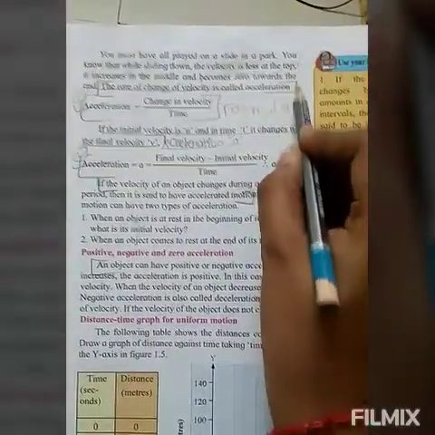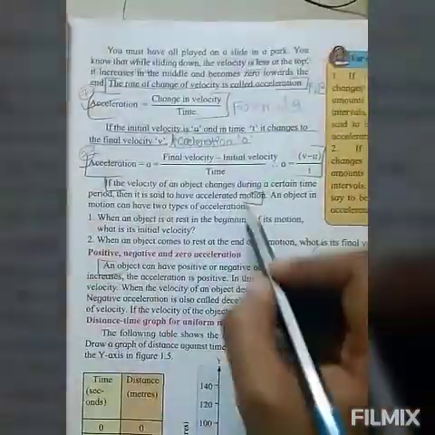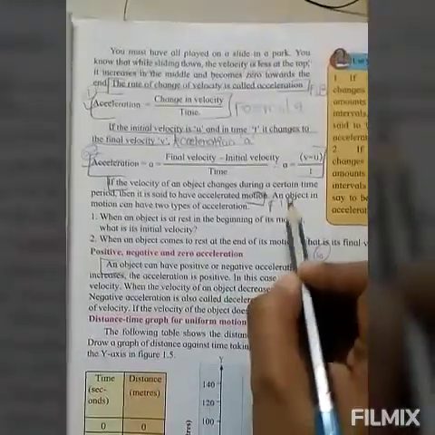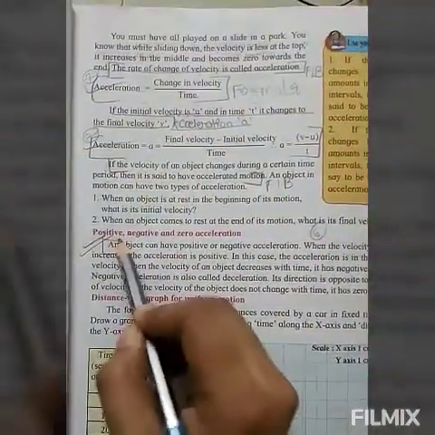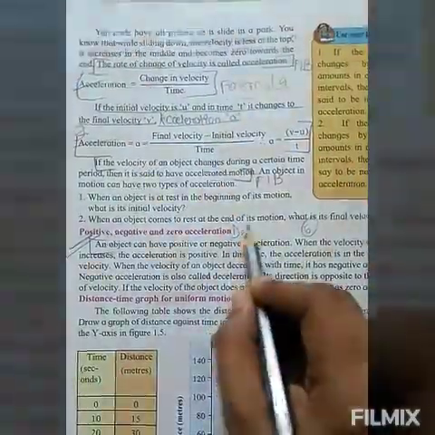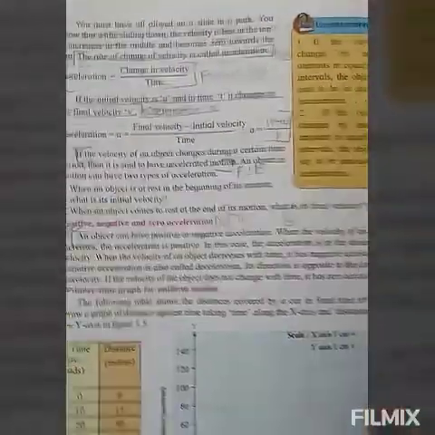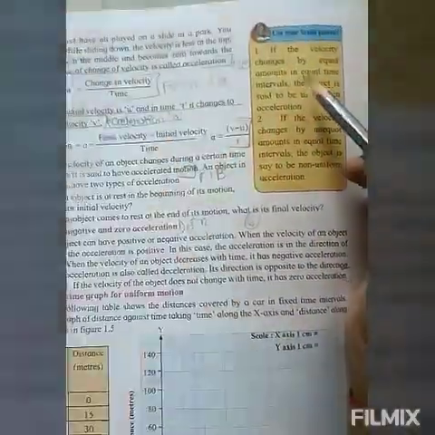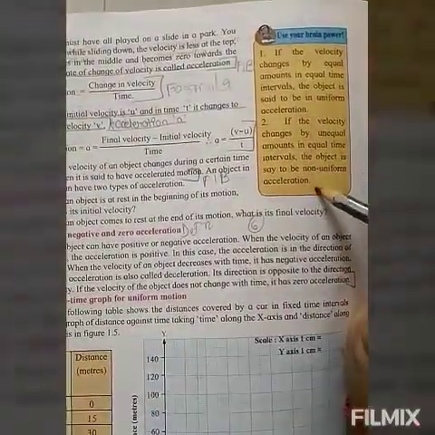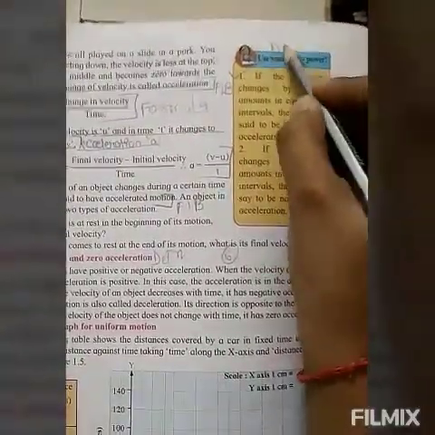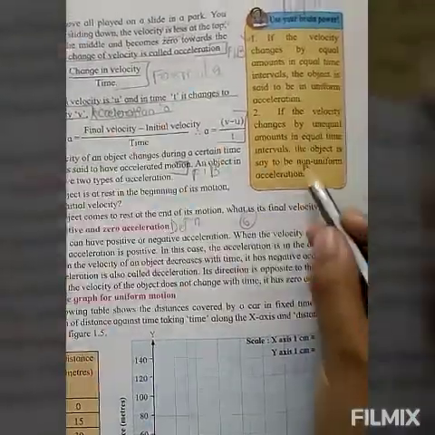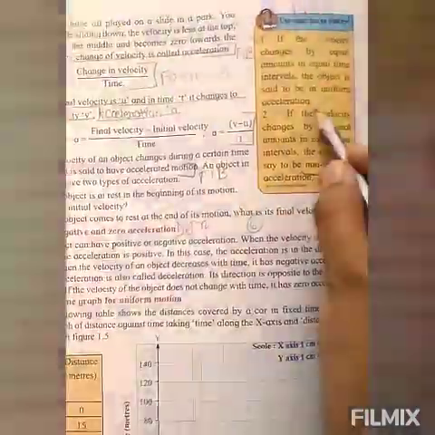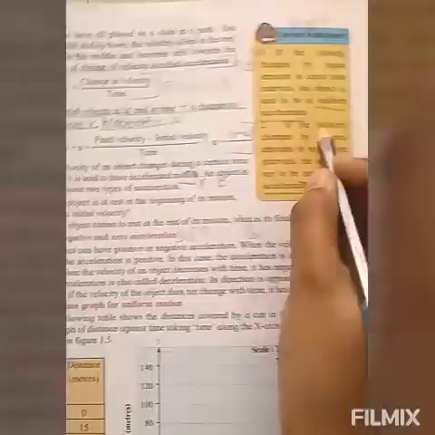If the velocity of an object changes during a certain time period, then it is said to have accelerated motion. Now positive, negative and zero acceleration can come for definition or for distinguish. Always remember, if you use your brain power, whatever is given you have to remember properly. Uniform acceleration and non-uniform acceleration can be used for definition. Uniform acceleration, you can write this much, you can get marks for score 2 or 1 marks.